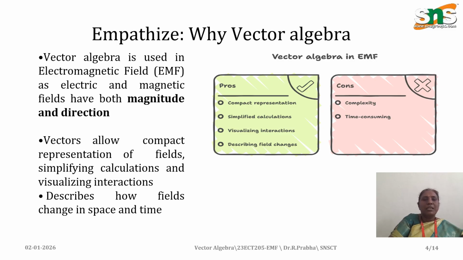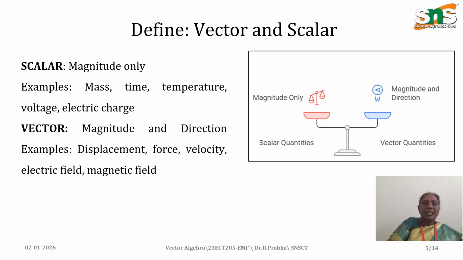So now, the empathize part in design thinking regarding the topic vector algebra. First we should understand the need of vector algebra. Vector algebra is used in electromagnetic fields as electric and magnetic fields have both magnitude and direction. And these vectors allow compact representation of fields, which simplifies the calculations and also visualizing the interactions. And vector algebra describes how fields change in space and time. So this is the empathy part of vector algebra.